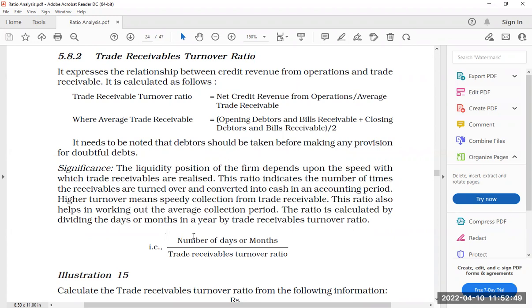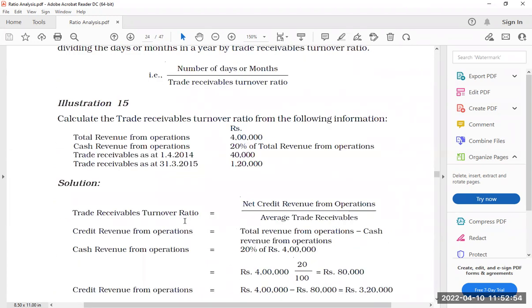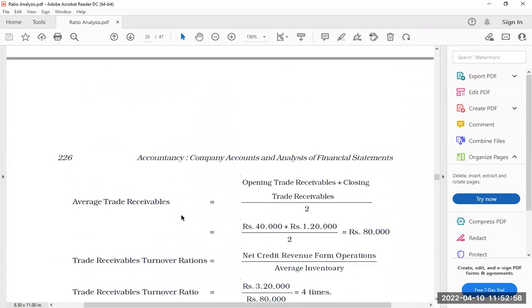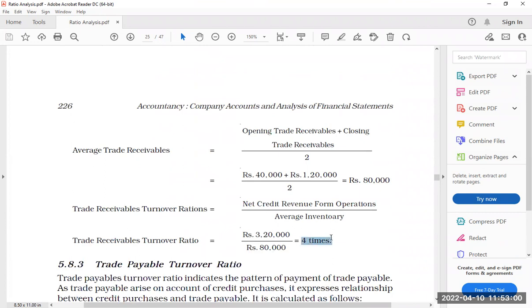Suppose you are getting an answer like this: trade receivable ratio is equal to 4 times. So you know the logic? You will calculate, no problem. I'm not telling you to calculate something right now. You can practice later. Now we have to understand how we interpret this number. Trade receivable turnover ratio is equal to 4 times. What is the interpretation here? What is the understanding?